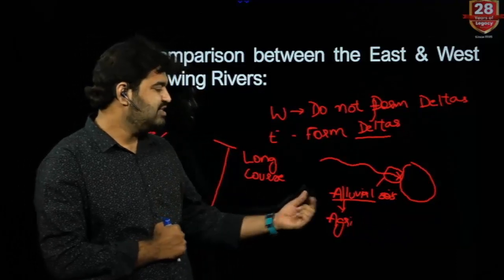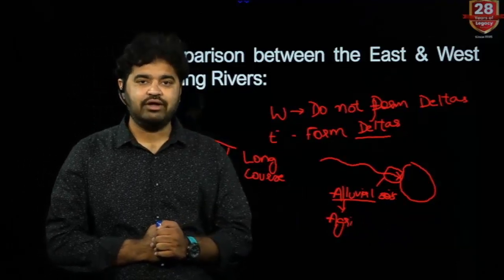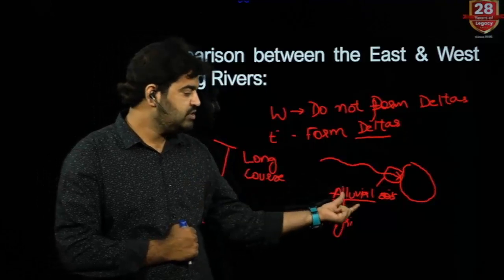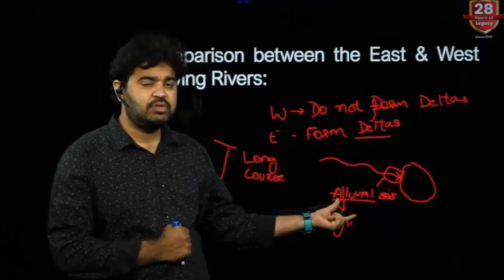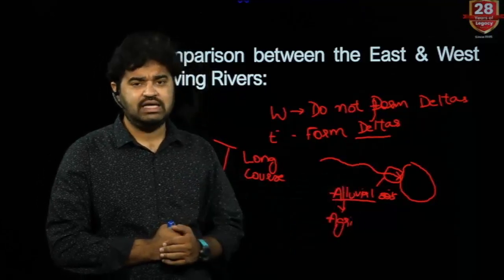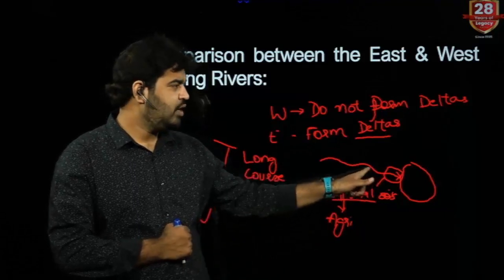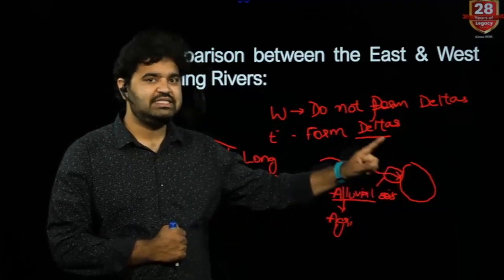So alluvial soils play an important role in agriculture, and the formation of alluvial soils is directly responsible for the formation of deltas. What is the meaning of delta? Where the river meets the sea.